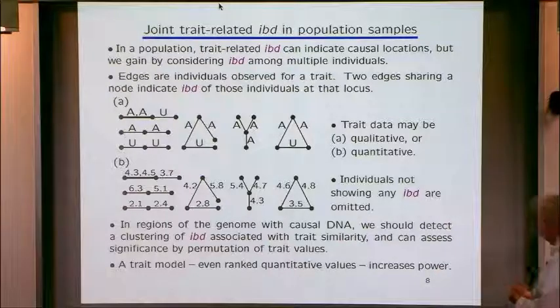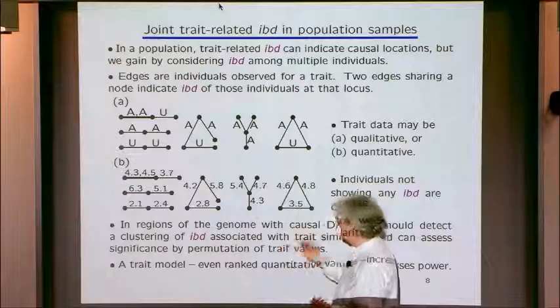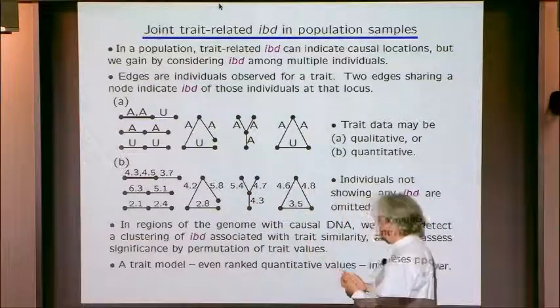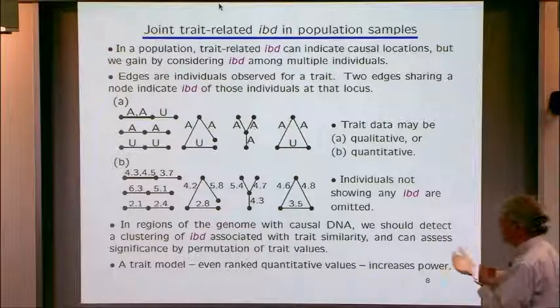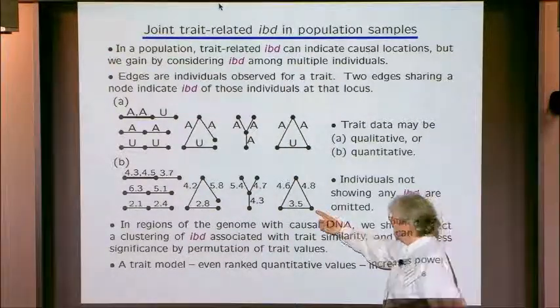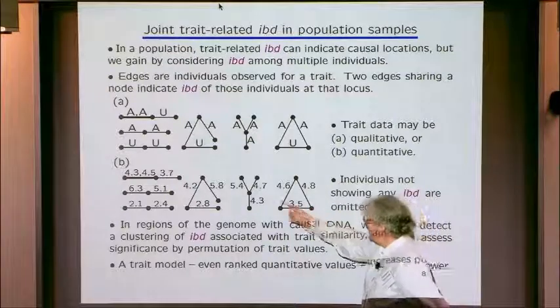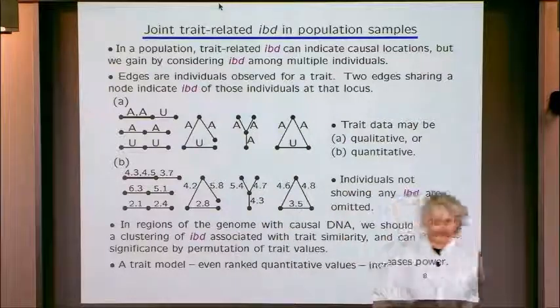And the other thing to point out is that your data could be just affected and unaffected in your population, but on the whole, you do a lot better if you have some sort of quantitative trait or at least ranked values of traits. And what you're looking for is an association between sharing genome, that is identity by descent, and similarity of trait values.